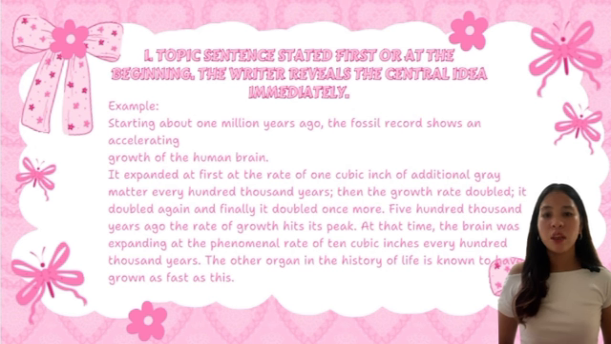Then the growth rate doubled. It doubled again, and finally, it doubled once more. 500,000 years ago, the rate of growth hit its peak. At that time, the brain was expanding at the phenomenal rate of 10 cubic inches every 100,000 years. No other organ in the history of life is known to have grown as fast as this.